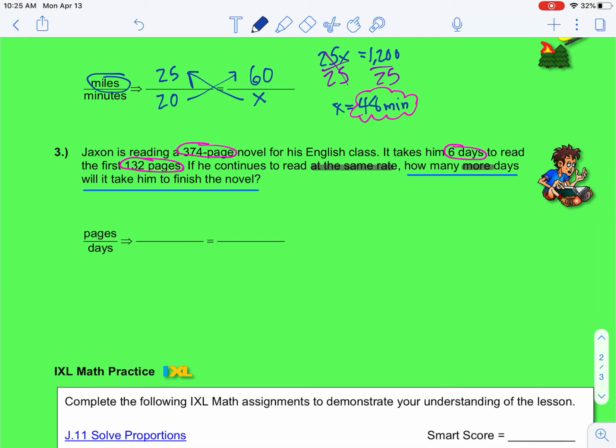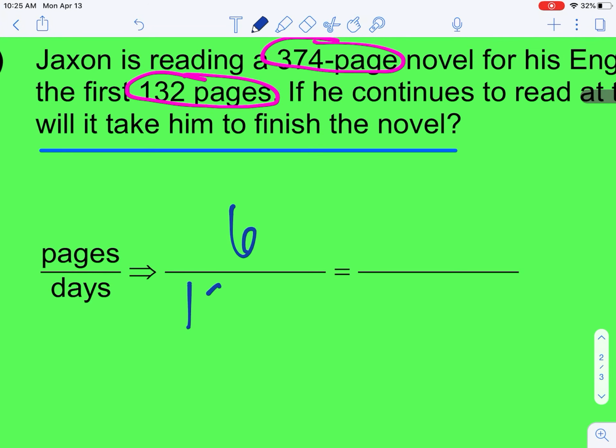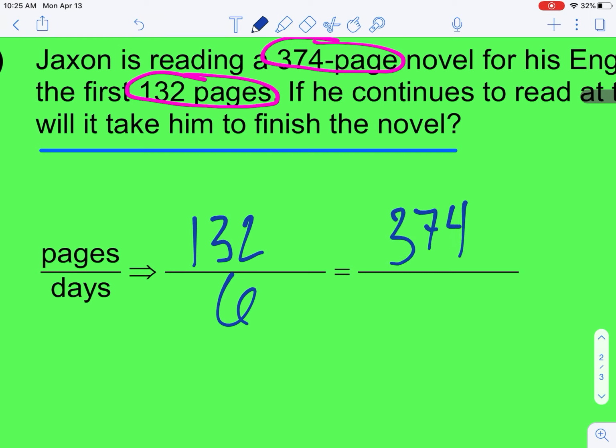So the first thing that I notice is that Jackson is reading a 374-page novel for his English class, and it takes him 6 days to read the first 132 pages. So I know that it took him 6 days to read 132 pages. Okay? Now the whole entire book, you'll notice that I made a mistake here. I put 6 on the top and 132 on the bottom, so I need to fix that. So it's 6 on the bottom and 132 on the top. Now I know that the book is 374 pages. The whole book is 374 pages. So if I use this proportion, that's going to tell me how many days total it's going to take for him to finish this book.